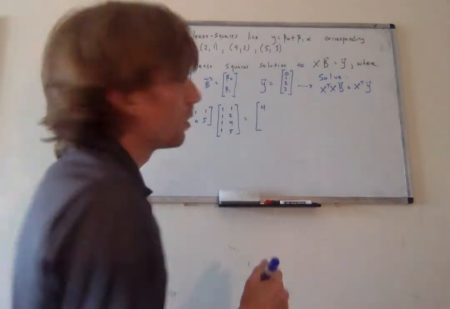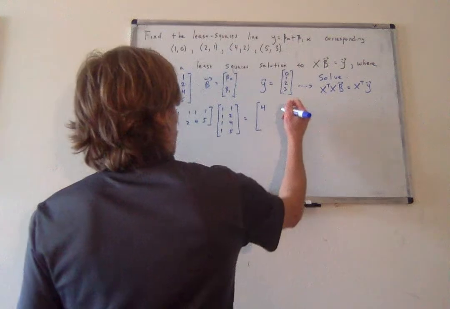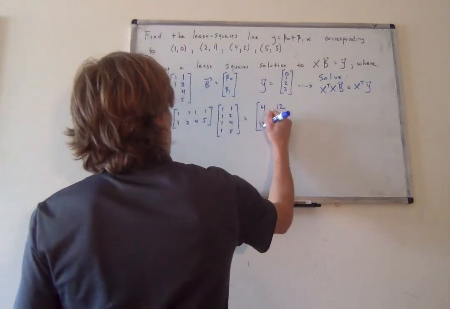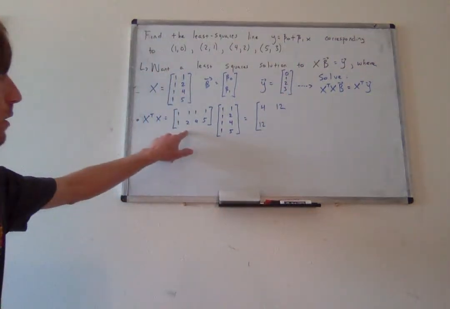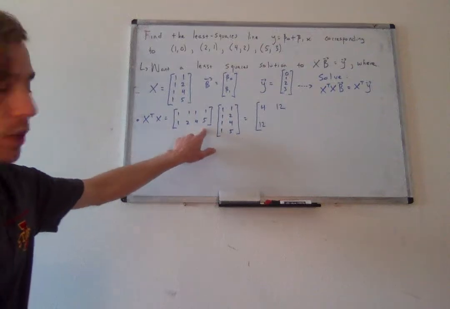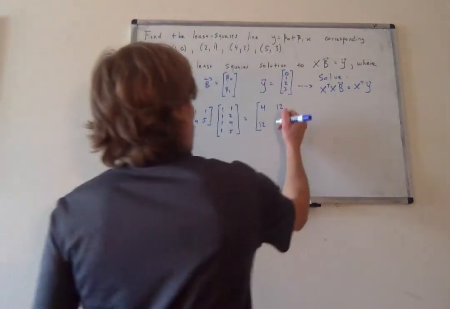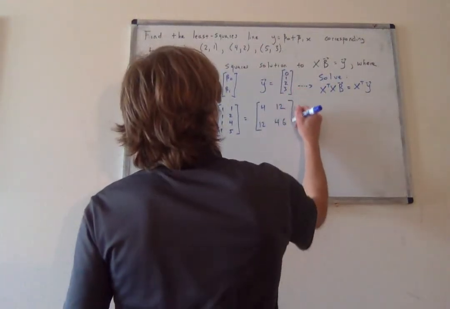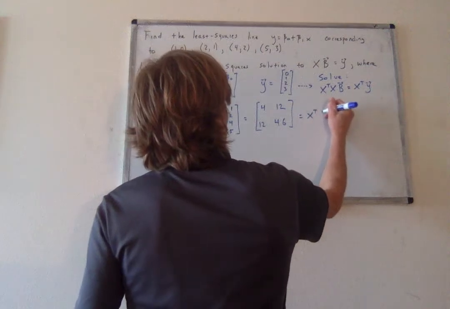1 plus 2 is 3 plus 4, so that's 12. 12, and we get 1 plus 4 is 5. 16 is 21, should be 46. Yep. So this is X transpose X.